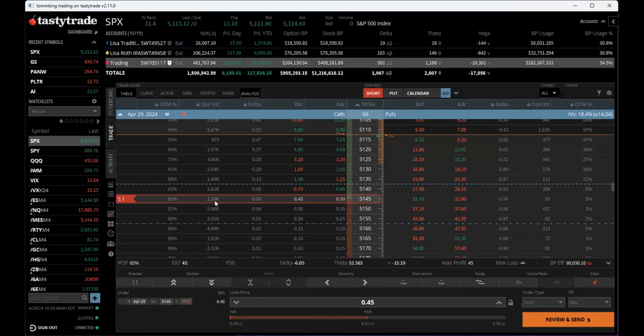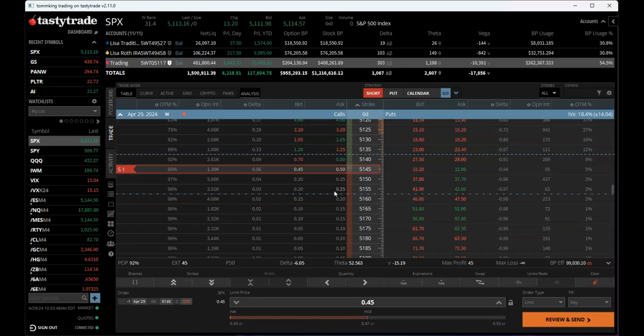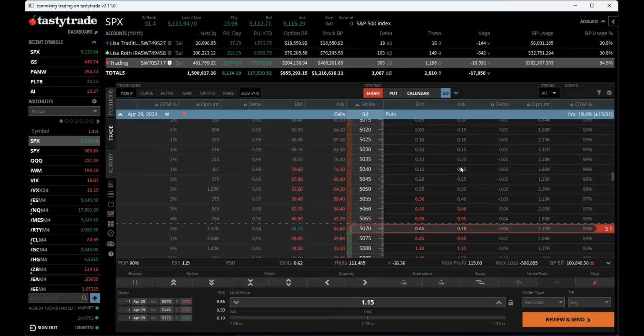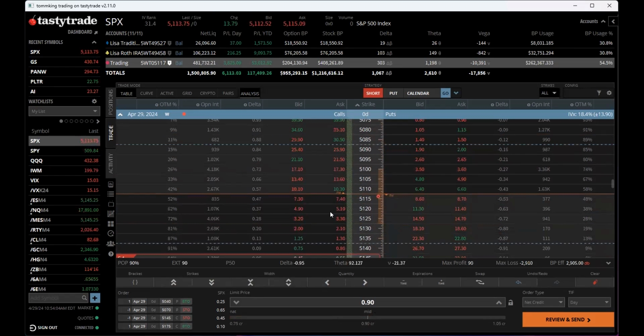I would typically go out to around 5 delta. I like 30 wide for me. Okay. I'd like to get closer to 50 cents if I can, but it's hard today. And then maybe I would go back down here to about 5 delta, go about 30 wide. All right, so 95, 90, 95.